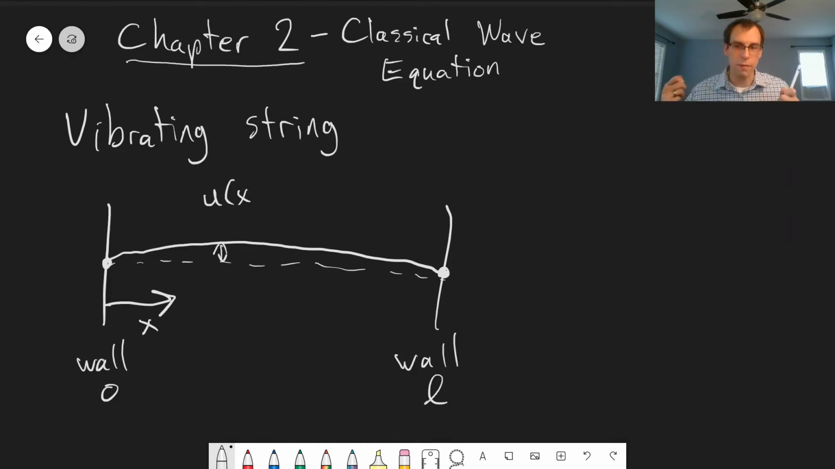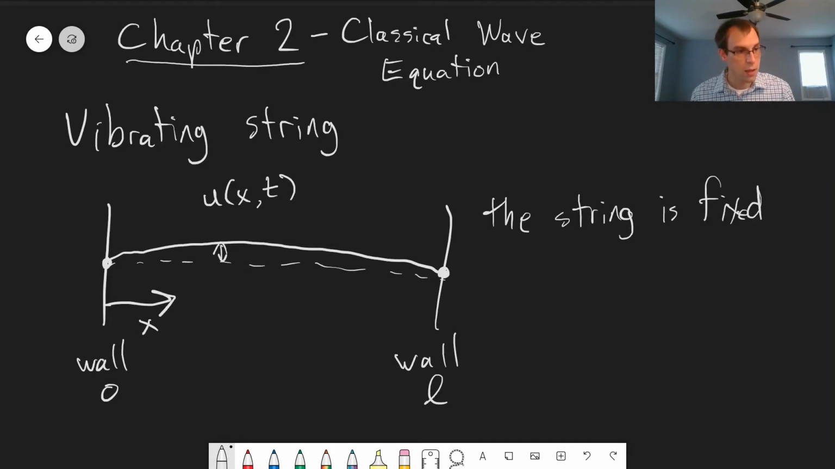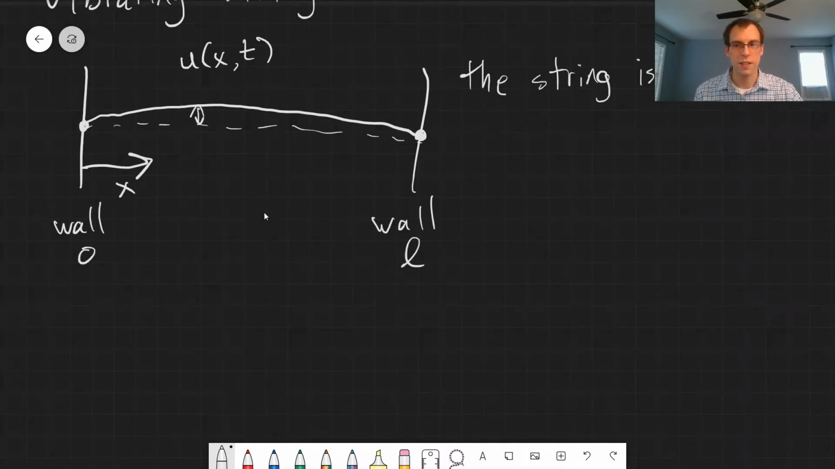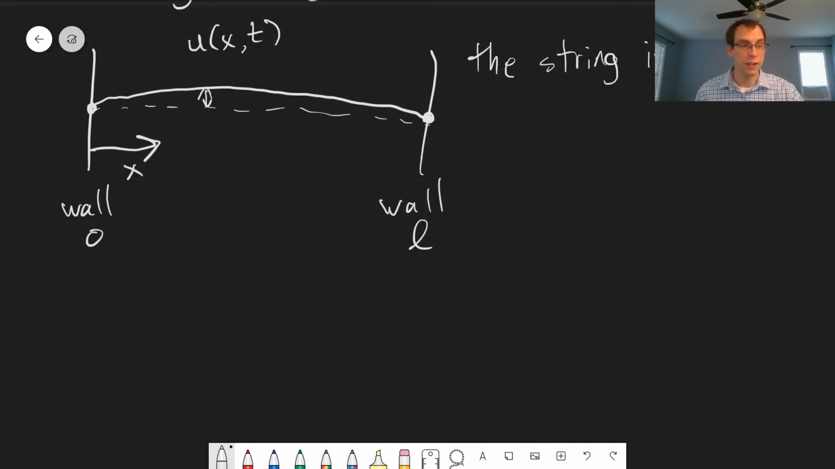Obviously, at the walls, it's going to be fixed. That's the definition of the problem. And it's also going to depend on time, right? The string will vibrate as a function of time, and we'll see there are many different ways it can vibrate. The string is fixed, and it will vibrate from its resting position, can be displaced. This function u of x and t is the function we would like to solve for. We'd like to understand how displacement changes as a function of x and time.